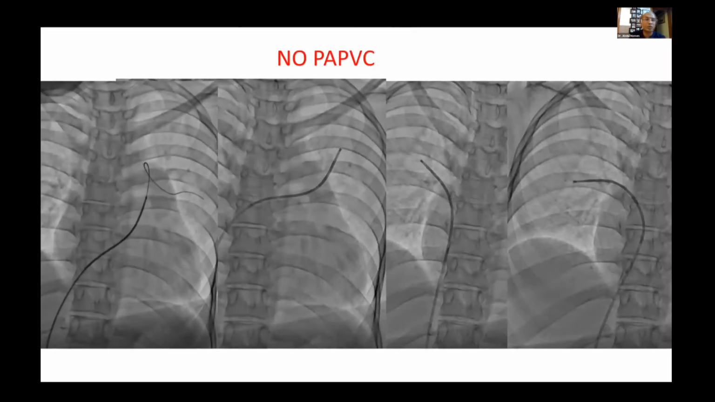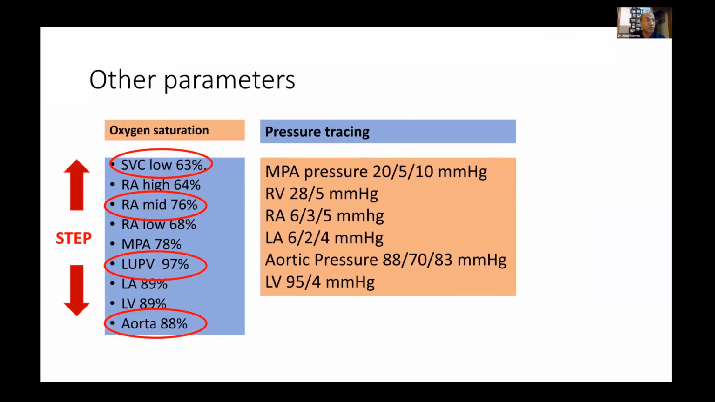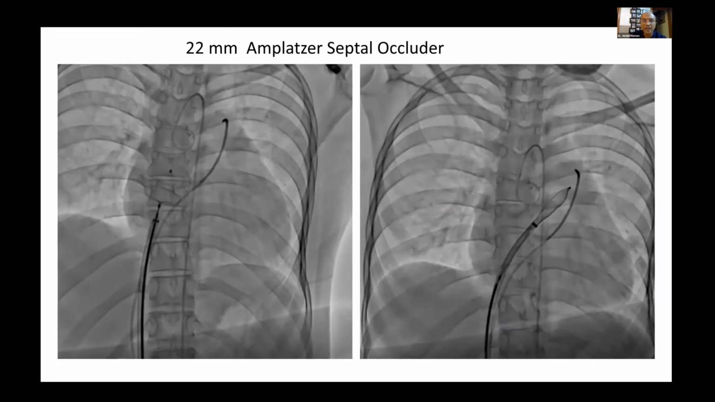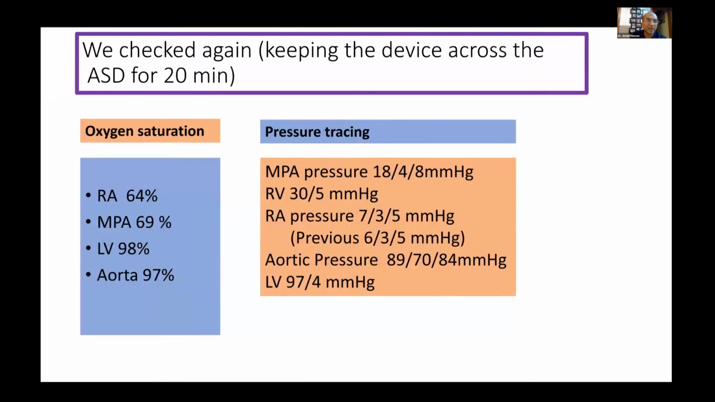We decided to do the cardiac cath. There is no PFO found, and we measured both pulmonary artery and LV pressure. We did the shunt calculation. There is both step up and step down, as there is a bidirectional shunt. And we deployed a 22 millimeter Amplatzer occluder. Then we again measured the cath data after 20 minutes, and there is no significant rise of RA pressure. There is no significant decrease of aortic pressure.